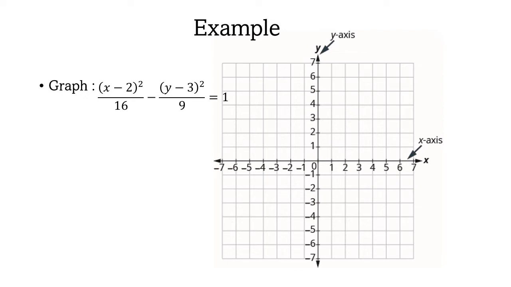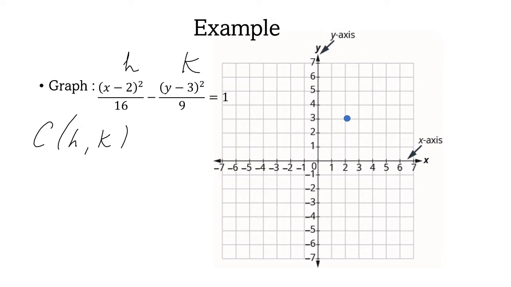Now we have a center other than the origin. So first we're going to start by locating the center. Keep in mind now the center is located at (2, 3). We have, this is my h and this is my k, and the center is located at (h, k).